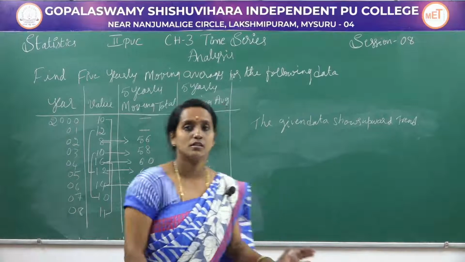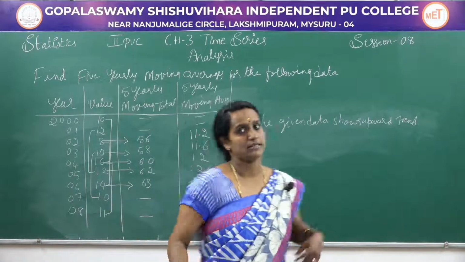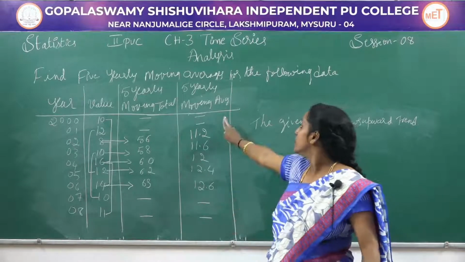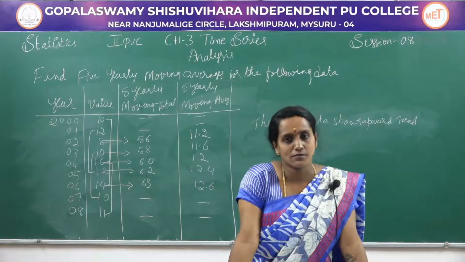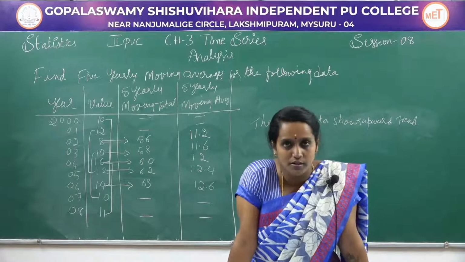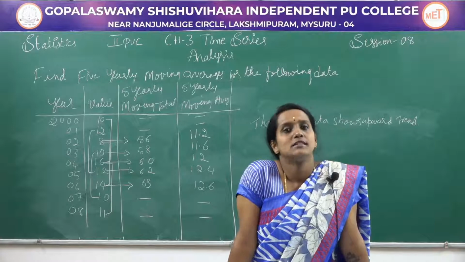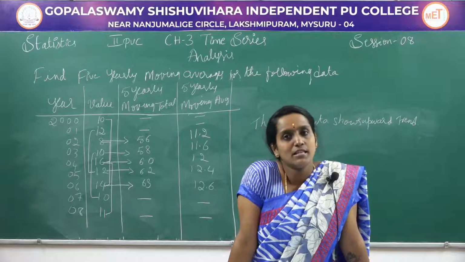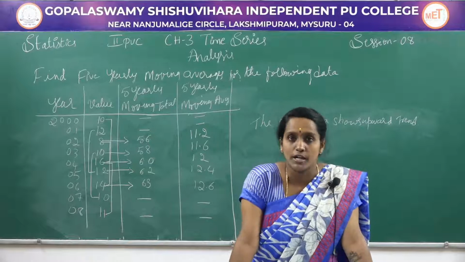In examination, you will get a 5 yearly moving average problem for 5 marks. The total column will carry 2 marks. Moving averages, trend values will carry 2 marks. Sometimes position will carry 1 mark, or sometimes the comment part, whether it is upward trend, downward trend or oscillatory trend, will carry 1 mark. So from your exam point of view, this is a very important concept.